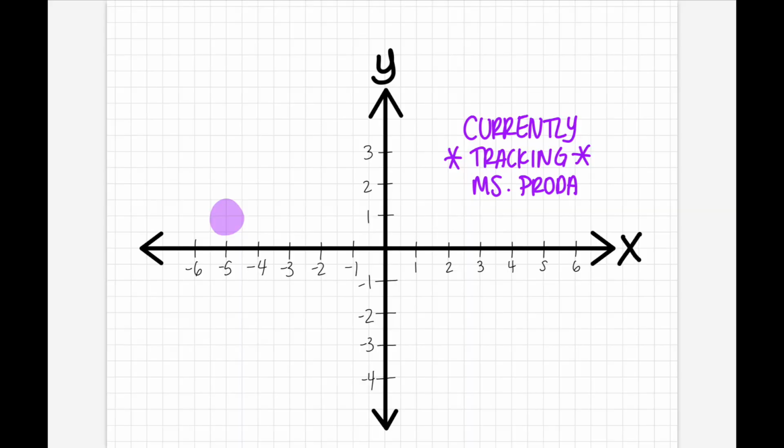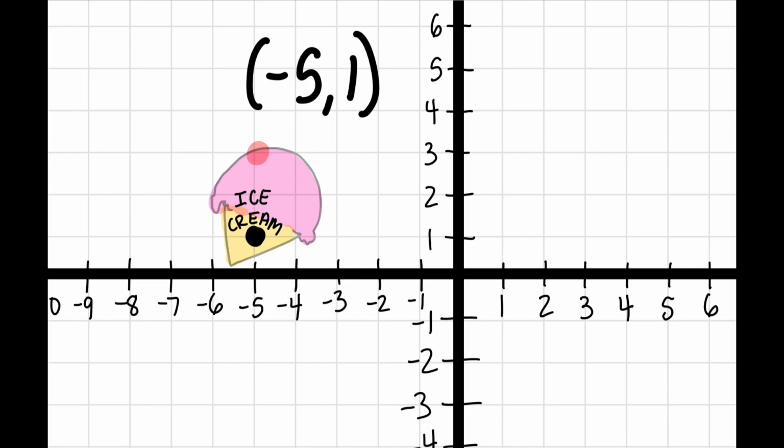Okay, well, here's the tracker. The y-coordinate of the ice cream shop is 1. That's why Miss Proda traveled up 1 unit after going to the left 5. If it was a -1, she would have had to travel down 1 unit, but it was positive. Again, the location of the ice cream shop is -5, 1.